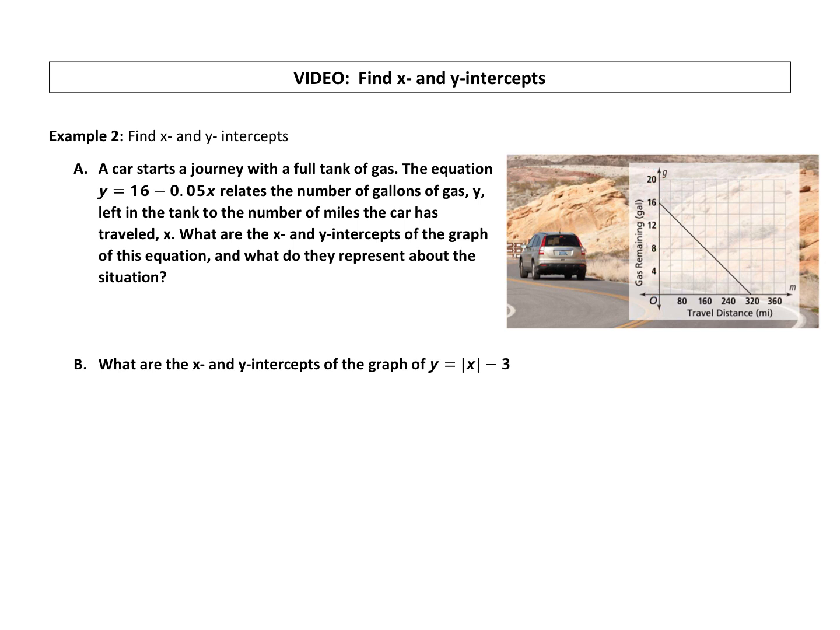So you can see that up here, we're starting with 16 gallons of gas, and as we travel, the gas is going down, what's left in the tank. What are the x and y intercepts of the graph of this equation, and what do they represent about the situation? Okay, so our x-intercept is where we cross the x-axis, which is over there. So the x-intercept is 320.